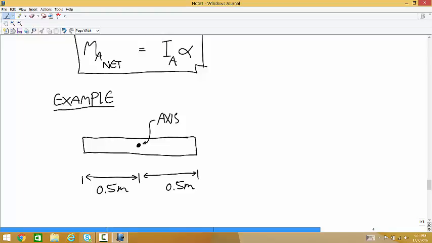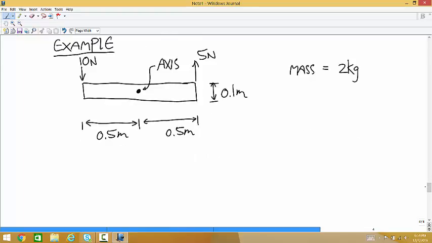And so let's say we apply a downward force of 10 newtons here and an upward force of 5 newtons here. Oh, I didn't give the other dimensions. So let's say that the thickness is 0.1 meters. And the mass is 2 kilograms. And we want to know what's the angular acceleration.